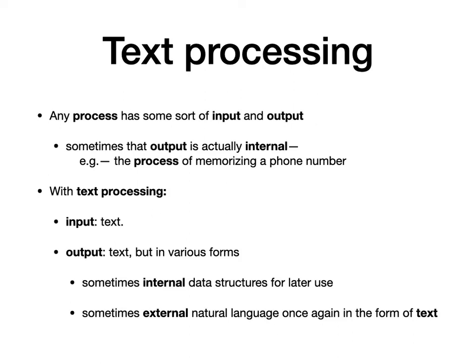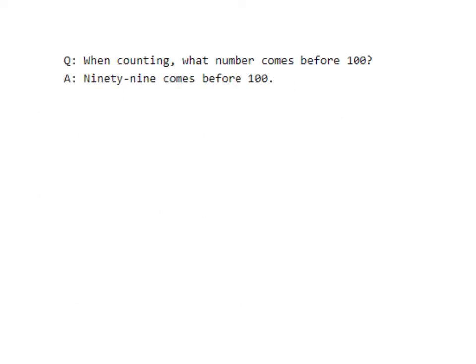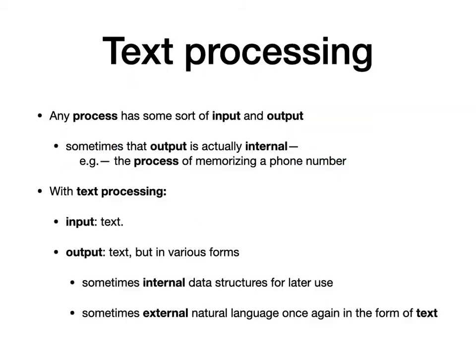Whereas with, generally speaking, text processing, the input is going to be text, of course, but the output could be text in various forms. Sometimes it's internal data structures that we'll use for later use, and sometimes it's external, which is the natural language that is produced, again in the form of text. So we feed it this string, when counting what number comes before 100, and it spits us back out something that resembles human speech: 99 comes before 100, and so on.